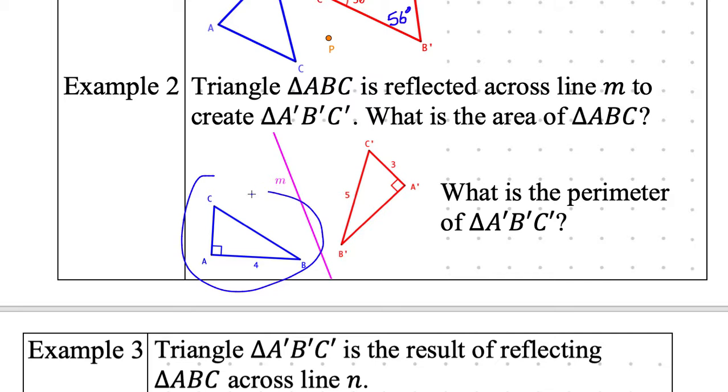So I'm looking at this triangle right here. I need to find its area. Luckily, I have a right triangle, but I need to find this length right here. Oh, I can find that length. That length is the same length as this length. AC is the same length as A prime, C prime. So this length right here is 3. And then I can find the area.